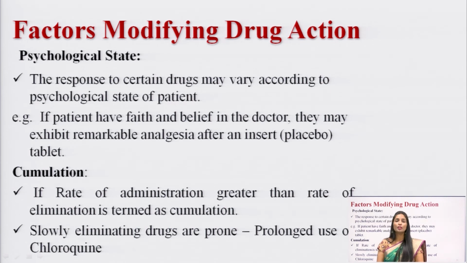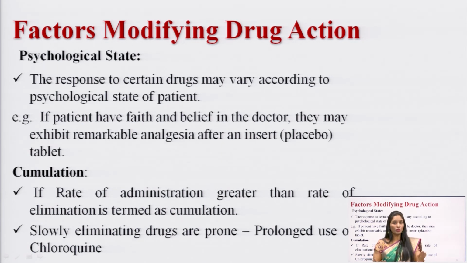And next one was cumulation. What does it mean? The administration of a drug is more than the elimination. For example, if a doctor has said to take the drug 3 times a day, you take the first dose in the morning, the second dose in the afternoon, and the third dose at night when you are going to bed. You have taken 3 doses of a particular drug. So you can see the cumulative effect: the administration of a drug is more than the elimination of the drug.